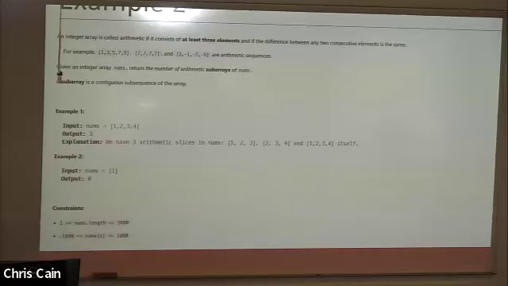Yeah, the absolute worst case, if the entire array is an arithmetic sequence, would be quadratic. But the average case would be linear, because that's only going to be the case if there's a large contiguous subsection of this array that is the arithmetic sequence.